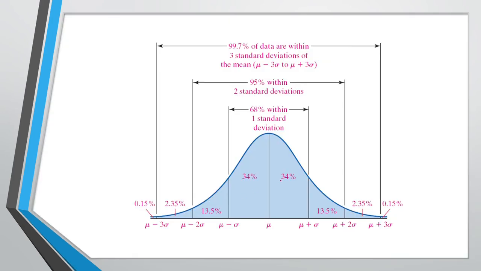Here I am assuming the distribution is perfectly bell-shaped, so the mean is going to be in the center. And if I have one standard deviation from the mean to the left and to the right, that's a total of 68%.